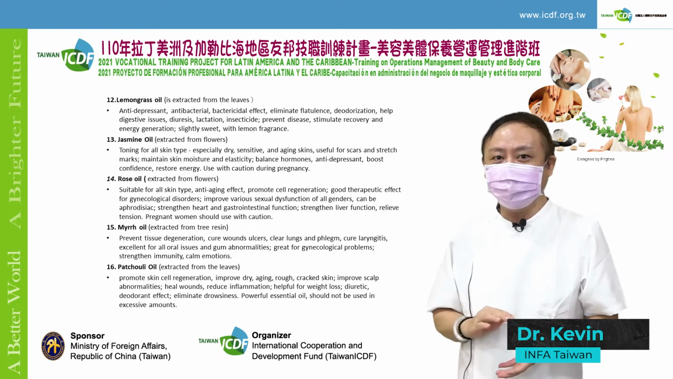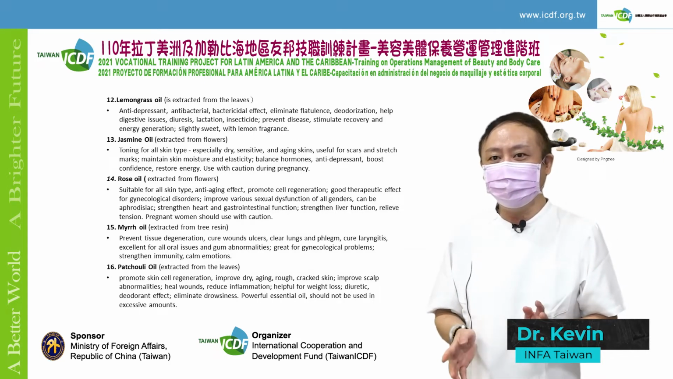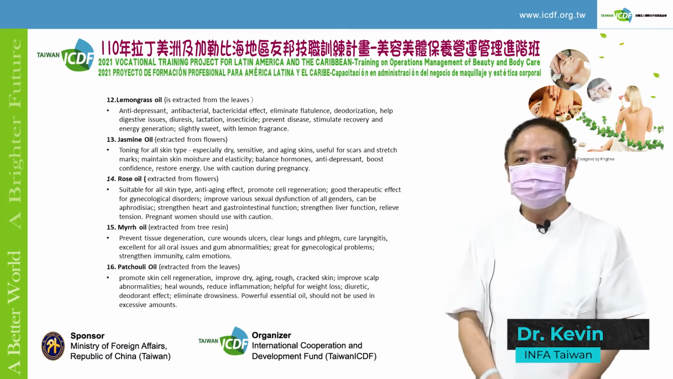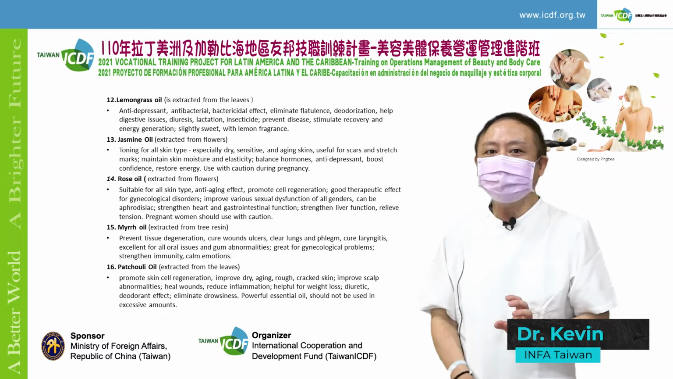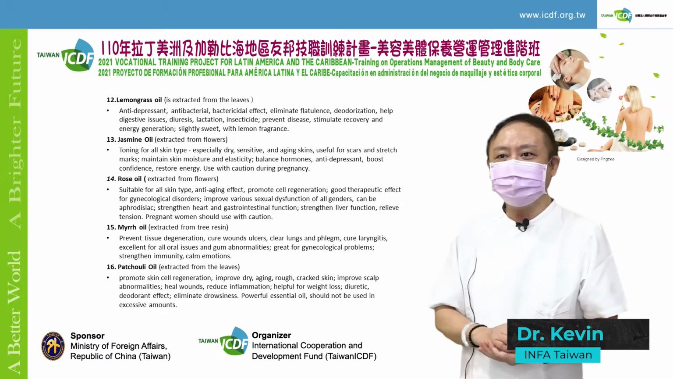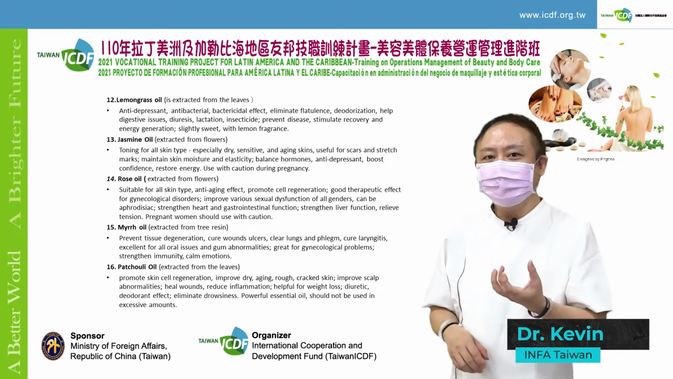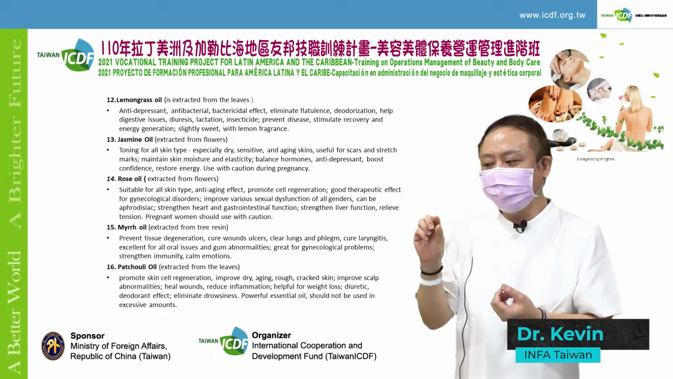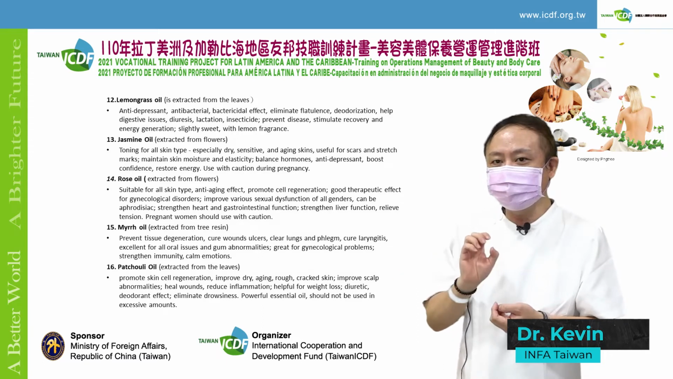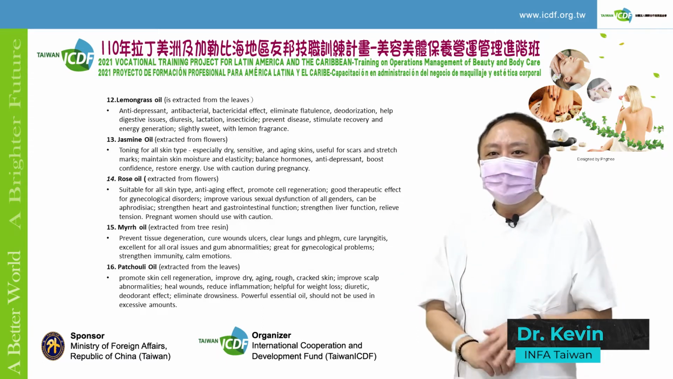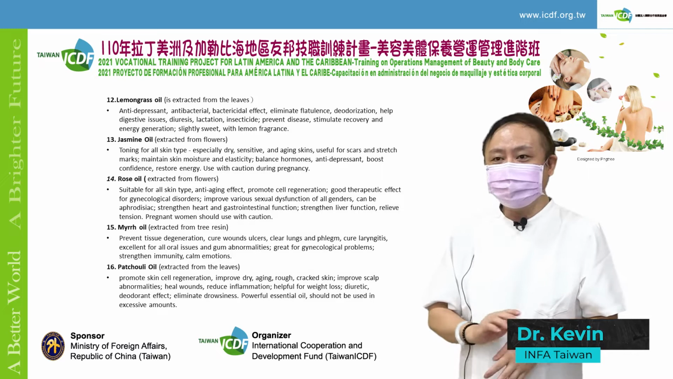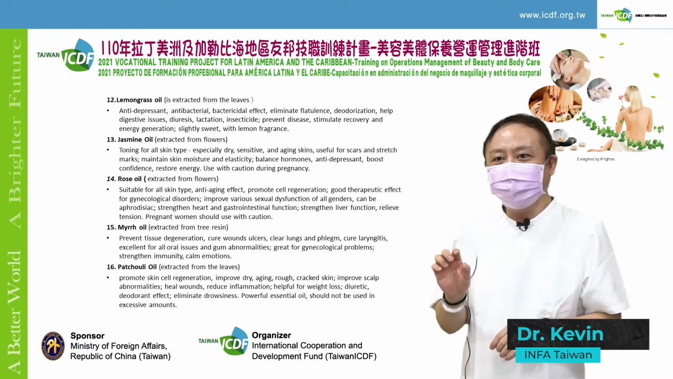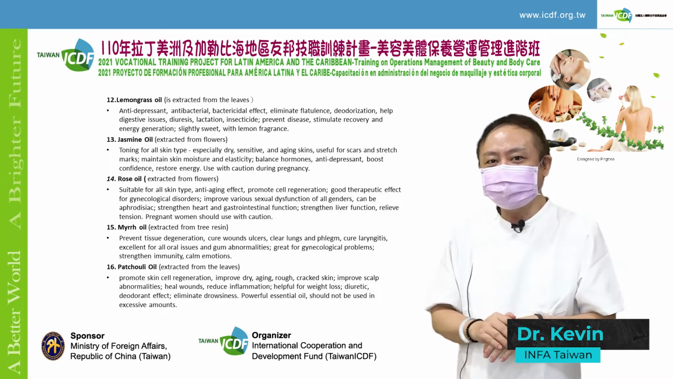The next one is myrrh oil. It may be something that is more unfamiliar to a lot of people. It is extracted from tree resin. It is very similar to pine and other trees. This is good for preventing tissue degeneration and curing wounds and ulcers because, for instance, when trees are hurt or wounded, they will excrete tree resin to help fix the tree. So this is also good for curing wounds.